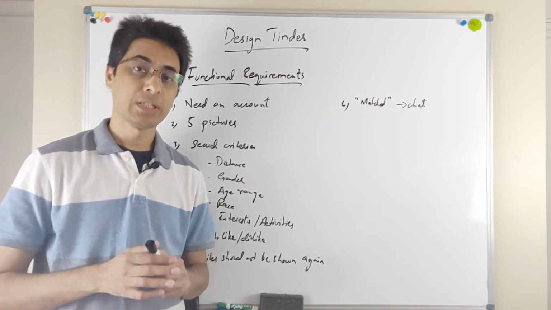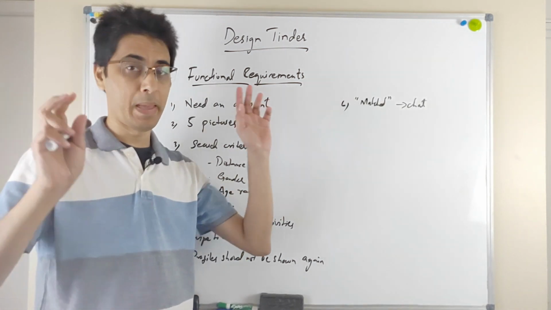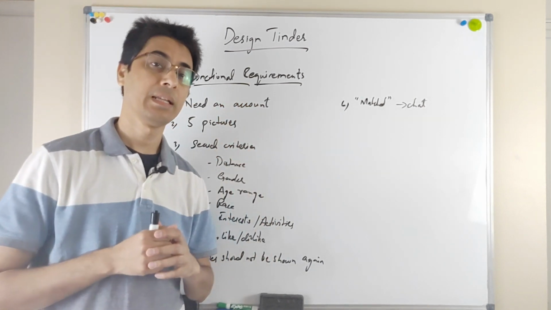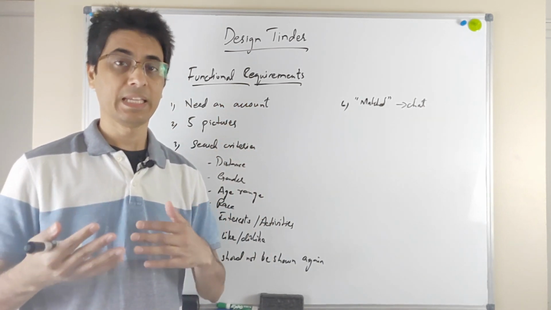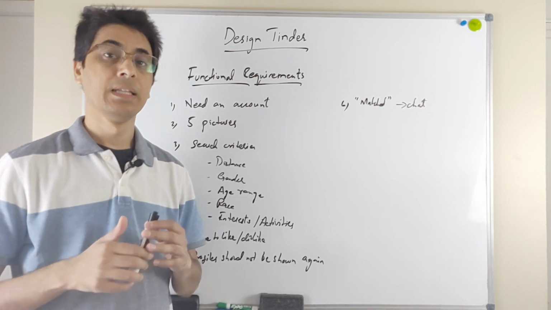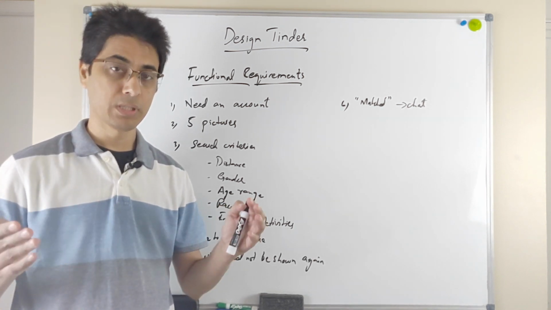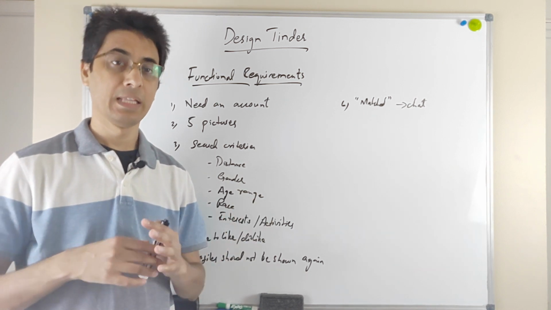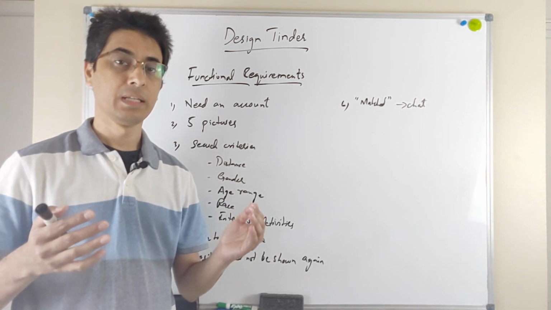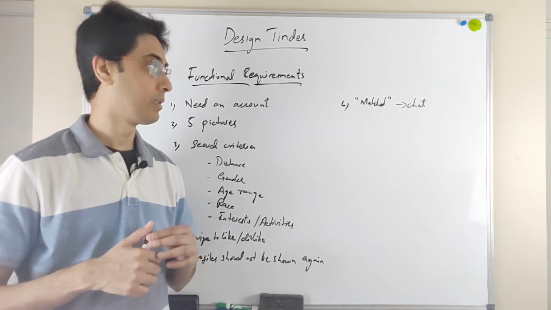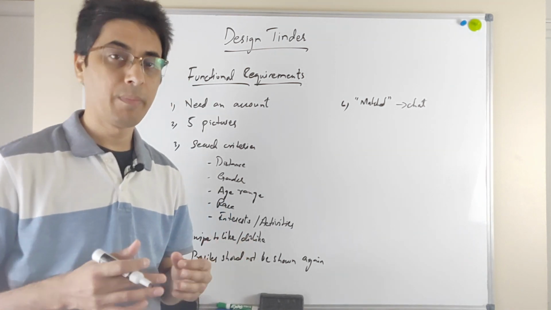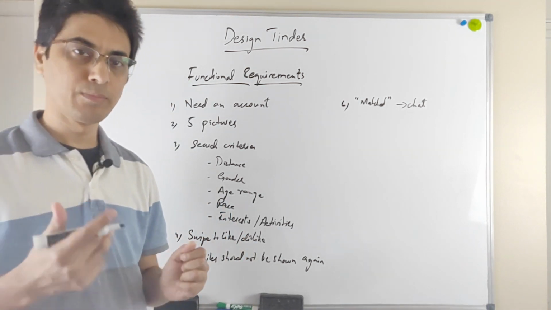The sixth functional requirement is when two users are matched. Match means that when both the users like each other's profile, then Tinder will send a notification to both the users that both users have liked each other, and if you want, you can initiate messages between each other. The seventh functional requirement is, of course, again, analytics and monitoring.